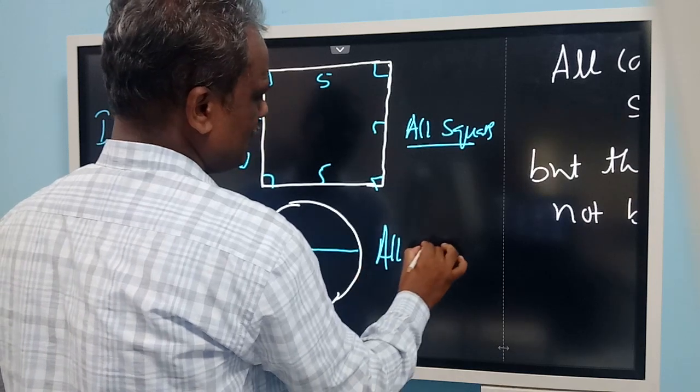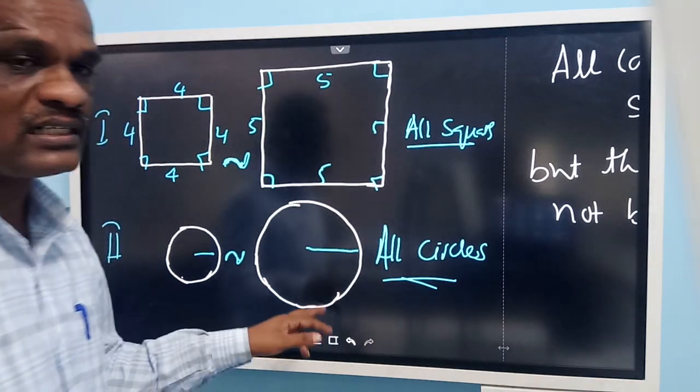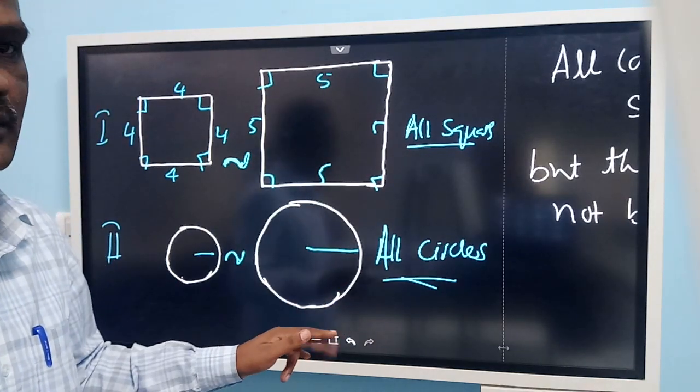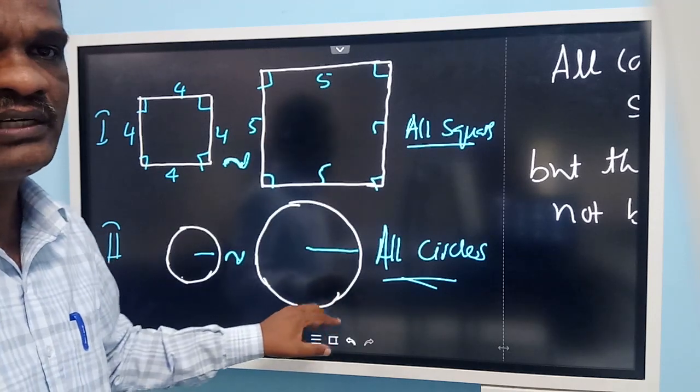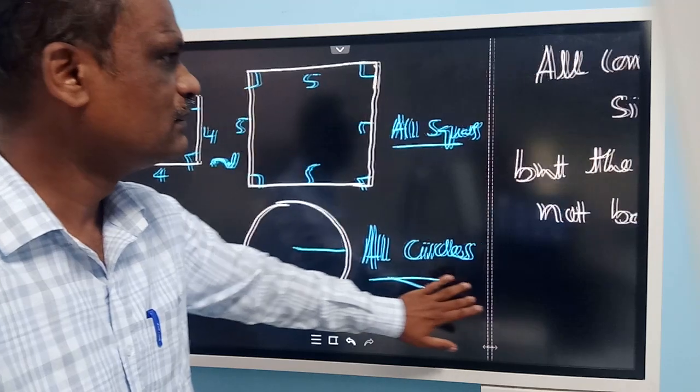All circles are similar. But they are not congruent, I said. All circles are not congruent, but all circles of any radius are similar. So therefore you can come to a conclusion like this.